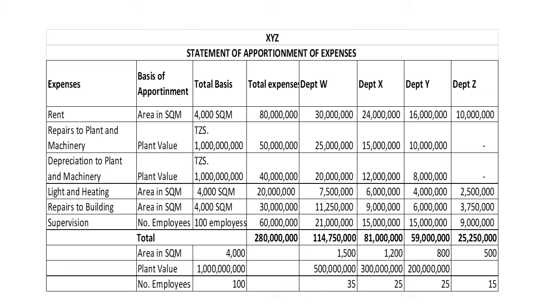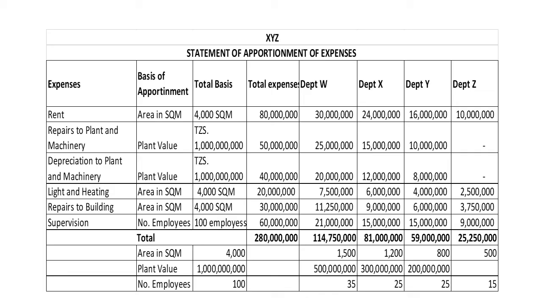Light and heat, we are using area in square meters. So area in square meters for department W is 1,500, total is 400 square meters times 20. We do so concerning departments X, Y, and even Z. Z is 500 divided by 400 times 20 million. Repair to building, we also use area in square meters. And you can see supervision, we are using number of employees.